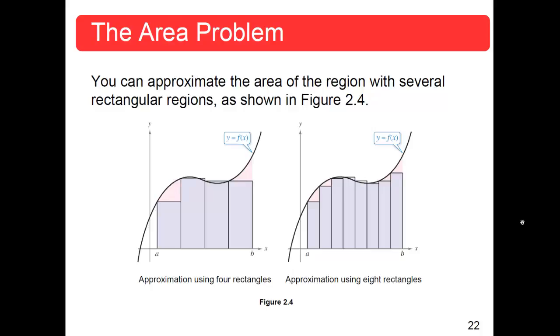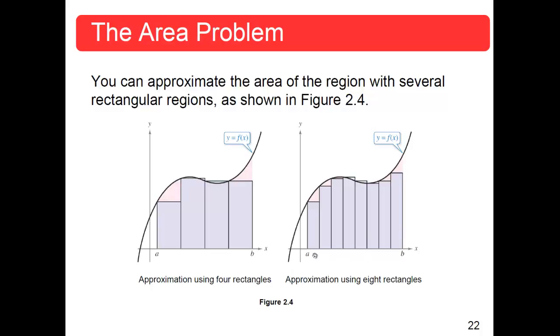And I think you can see where we're going here. If we keep increasing the number of rectangles, eventually the error will get very, very small. That is, if we increase the number of rectangles, which means the width of the rectangles is getting very small, eventually we will find the exact area via the limit process.